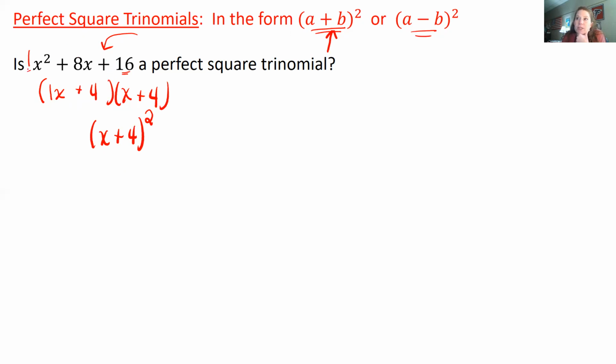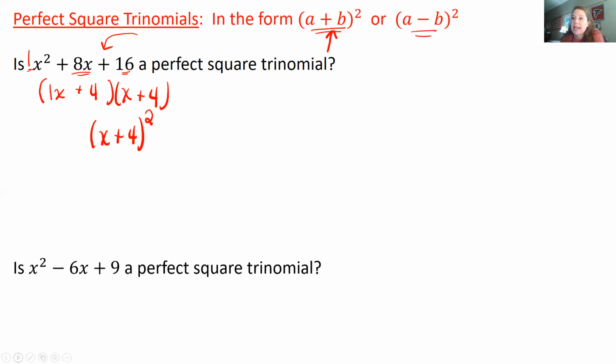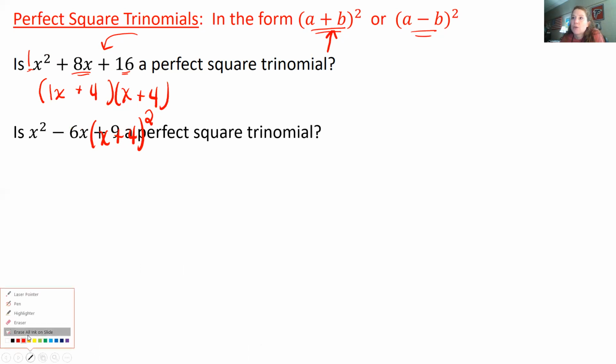Find the square root of the first number, square root of the last number, multiply them. 1 times 4 is 4. And then if we double that, we're going to always get that middle term. So yes, number 1 is a perfect square trinomial.